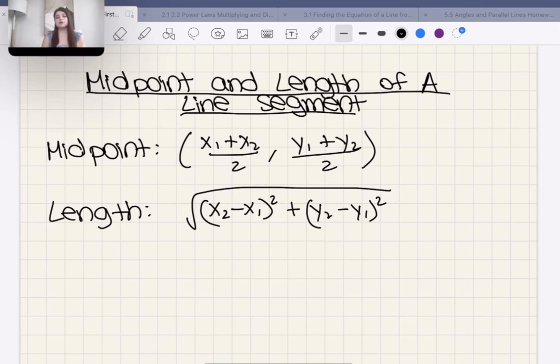And same goes for y. We need to take the two y values and we need to divide them by 2 to get the new y coordinate that's going to give us our midpoint. And if we put those things together, we get the midpoint of the 2 points that we're looking at.